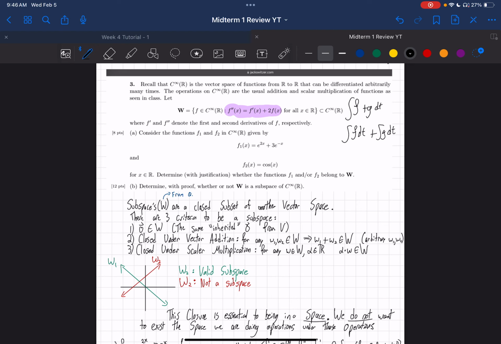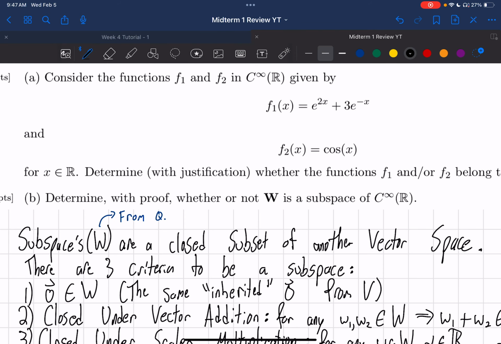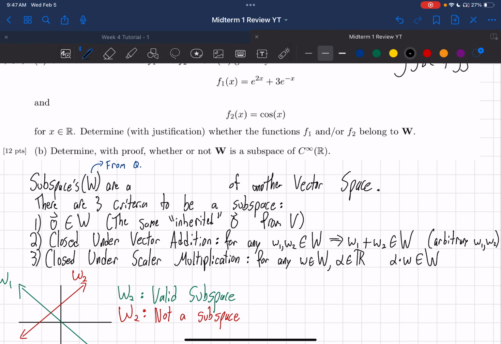Are these functions even within our subspace or not? Now what we're going to do is talk about how we actually prove generally if something's a subspace. So as a reminder, a subspace W, like the one in our question here, is a closed subset of another vector space. And there are 3 criteria you have to satisfy to be a subspace. I actually don't know exactly if this part's true. But essentially, you want to show that it's closed under the operations of the space at the very least. And this simply is checking 3 different criteria.